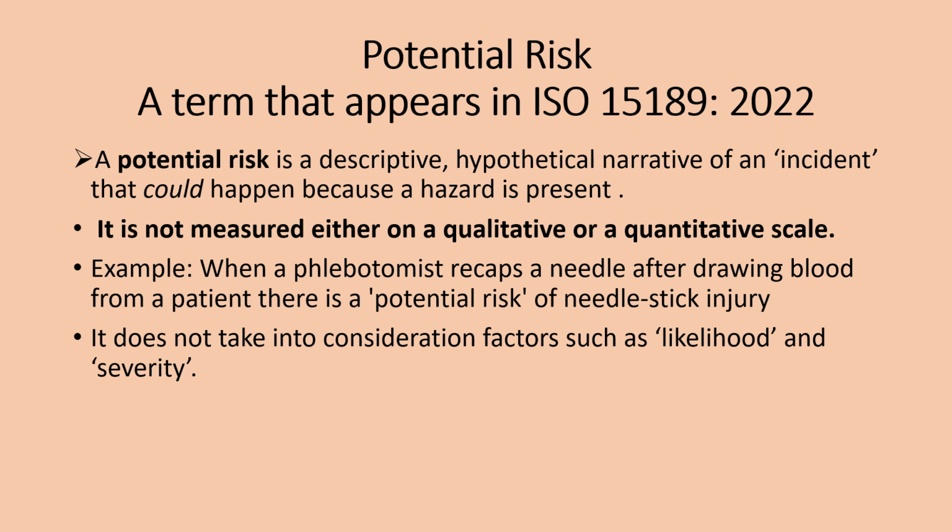We shall now look at the term potential risk. This term appears in ISO 15189-2022. A potential risk is a descriptive hypothetical narrative of an incident that could happen because a hazard is present. It is not measured either on a qualitative or on a quantitative scale. Example: when a phlebotomist recaps a needle after drawing blood from a patient, there is a potential risk of needle stick injury. It does not take into consideration factors such as likelihood and severity.